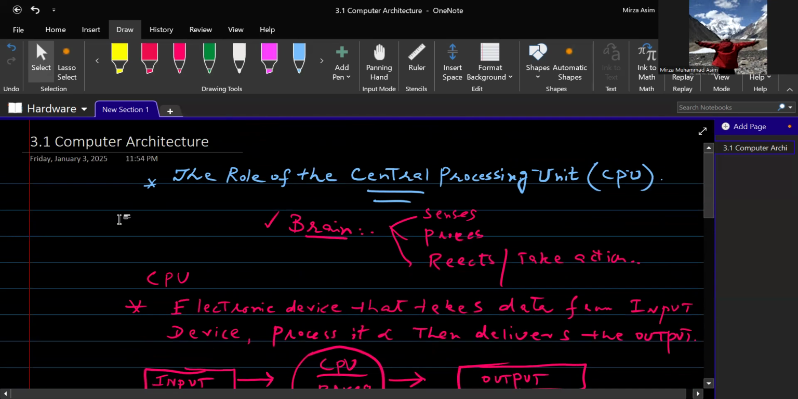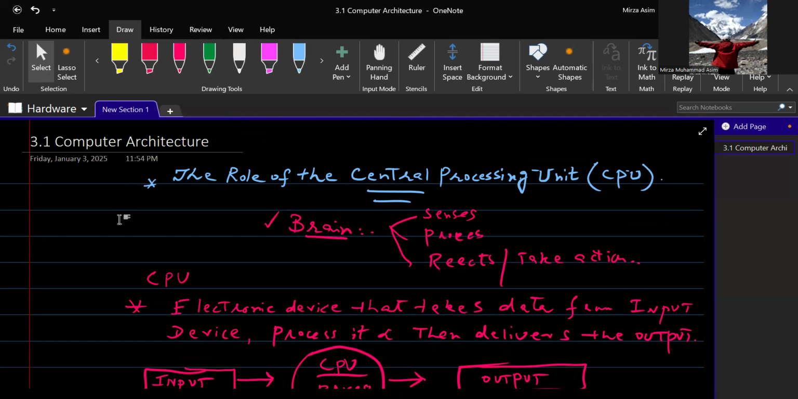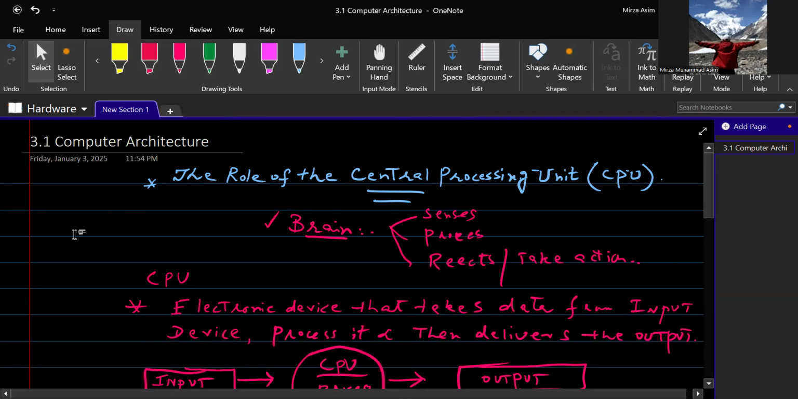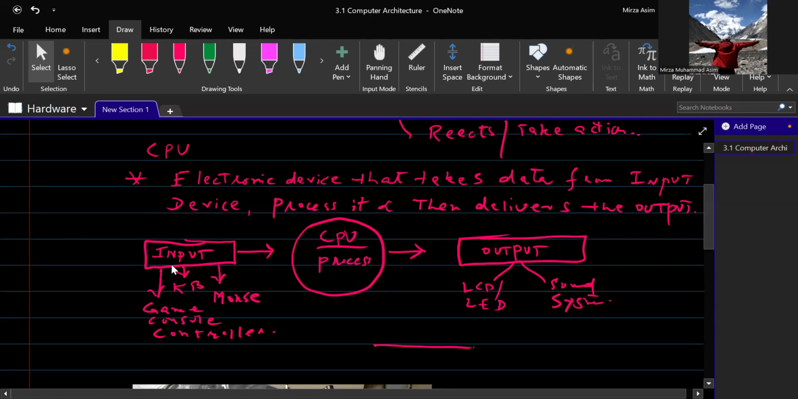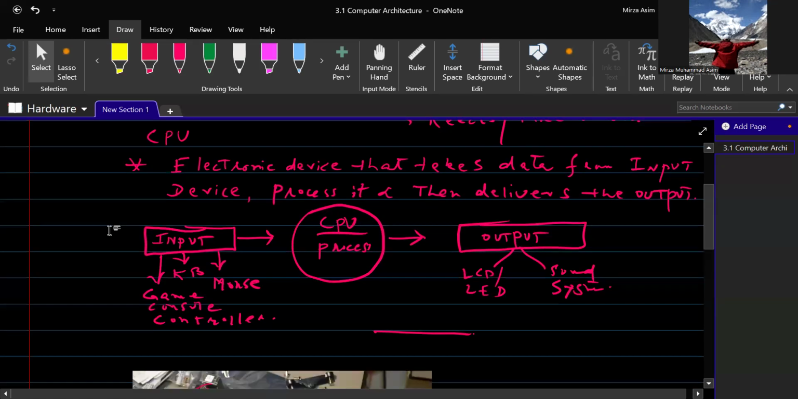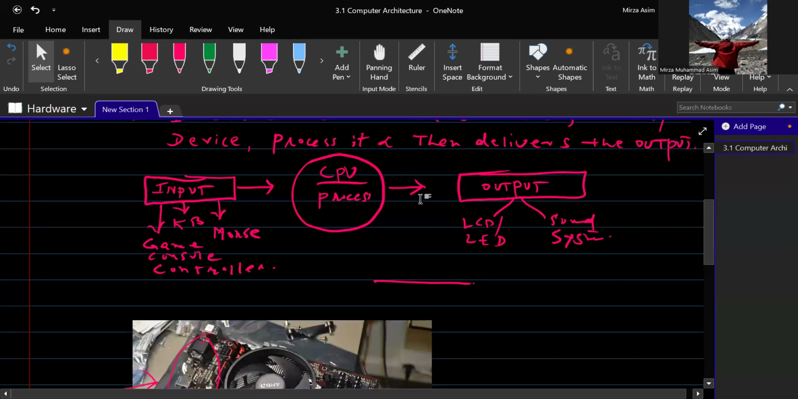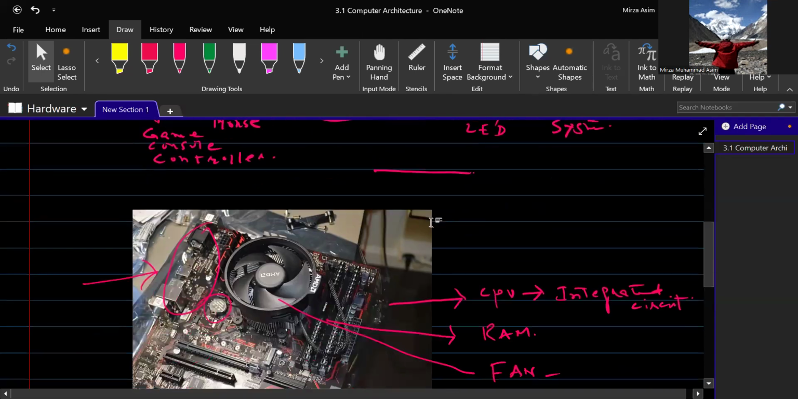So that is the role of the central processing unit. It works just like a human brain. It takes the input, it calculates, it processes the data, and it reacts or takes an action. It executes the data, right? So that is very simple. I believe you now have a clear concept of the CPU.